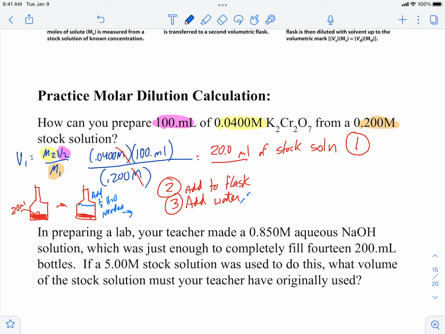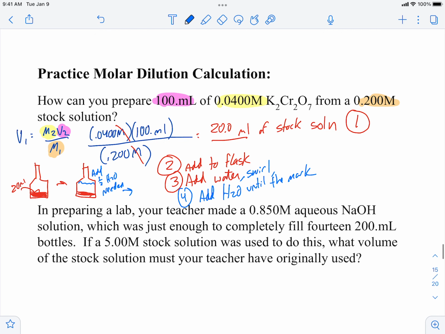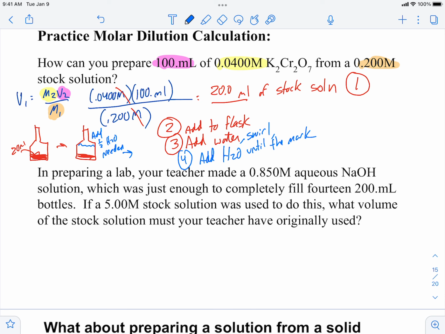So add water, swirl, and then lastly, add water until the mark. In this case, the mark being 100 milliliters. Okay.